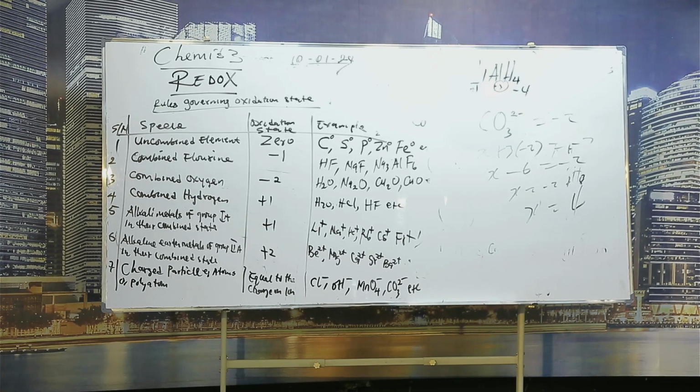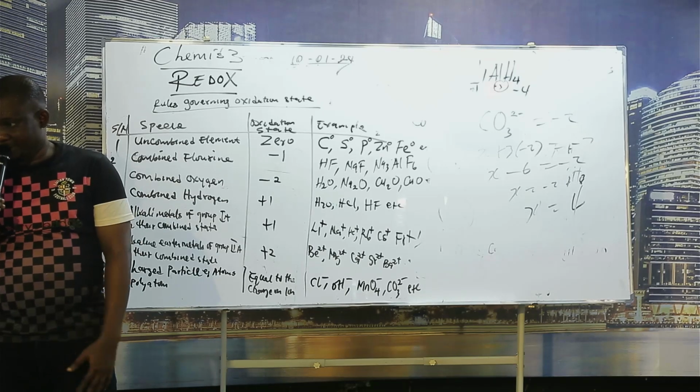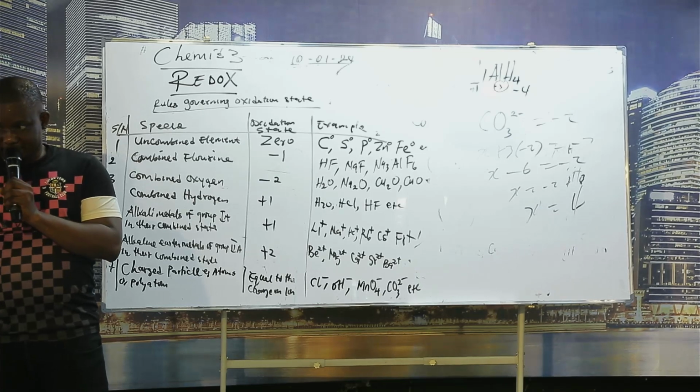Exceptions. Now, check your notes. There are 2 exceptions where hydrogen will not be +1. And that exception is whenever it is combined with metals. It is now -1. Check your notes. When combined with non-metals and any other thing that is not a metal, it is +1. But once it is combined with a metal, it is -1. It's there for you to take. And it will come out in the exam because it's a confusion.